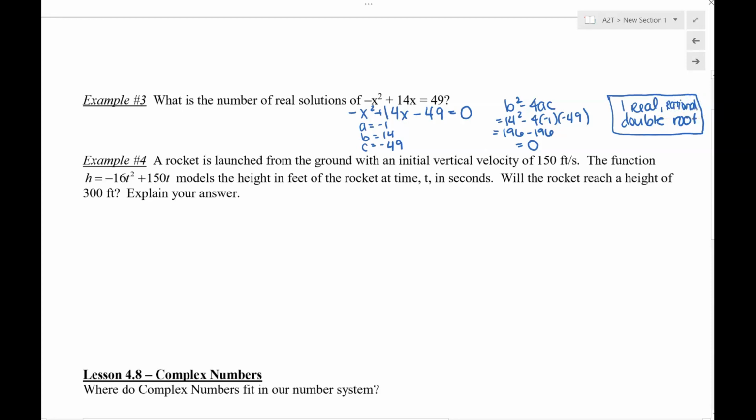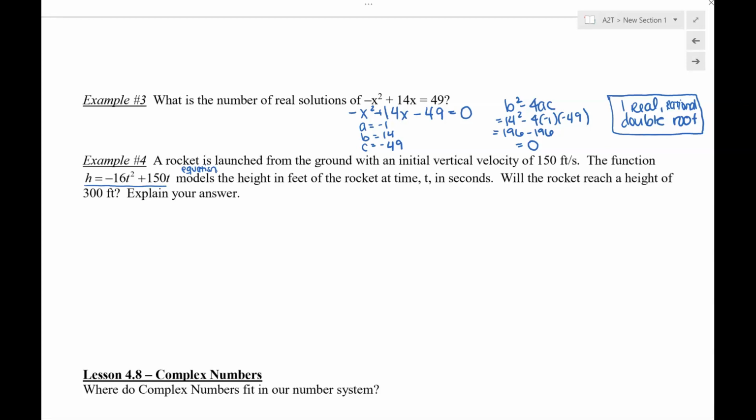Good, you guys. All right, so last but not least, example number 4, we have a rocket that's launched from the ground with an initial velocity of 150 feet per second. Now the function given models the height. So already, remember, model is equation. Already we're given the model. And it models the height in feet of the rocket at time t. So t is our x because that's our independent variable. And it's modeling the height in feet.